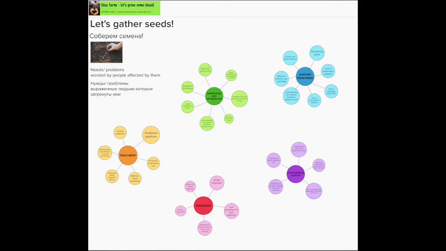We called it Let's Gather Seeds. We discussed needs and problems that were worded by people who were affected by them, meaning people in the video, but also the participants of the meeting, who expressed their different needs, also being representatives of different bleeding disorders. We ended up with 5 different groups of needs. So let's zoom in a little bit and have a look.